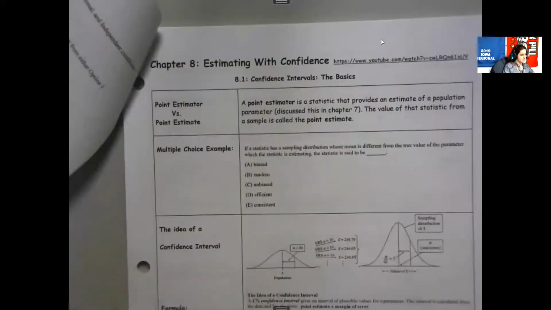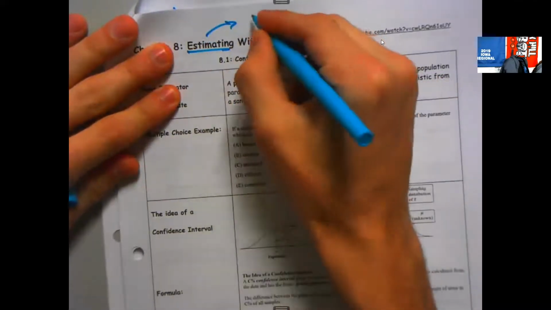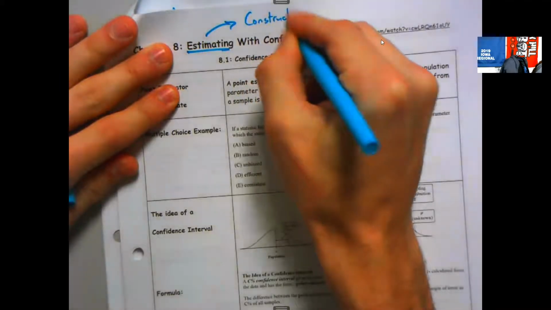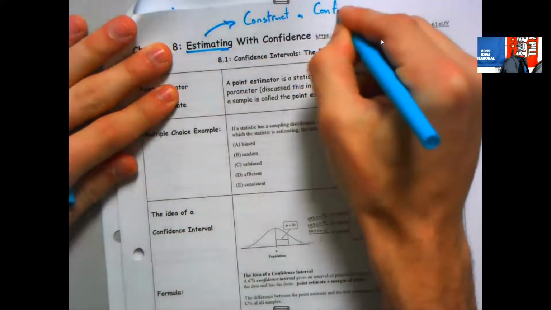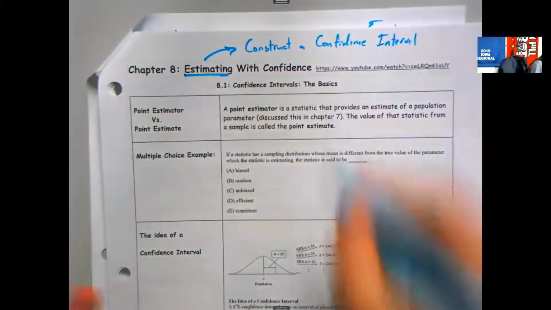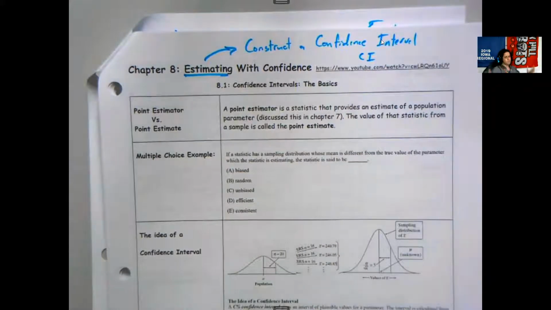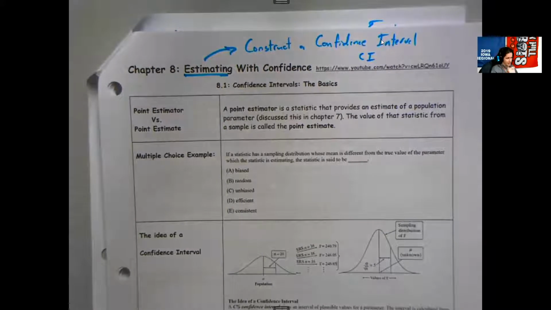So 8 and 10, there you are. We're getting into chapter 8, estimating with confidence. When you see this word estimating, what you need to think is that we are going to construct a confidence interval. When we see that estimate prompt, it's time to make a confidence interval. I'm often going to abbreviate confidence interval as CI. A lot of abbreviations in this unit. Want to make sure you keep those straight.